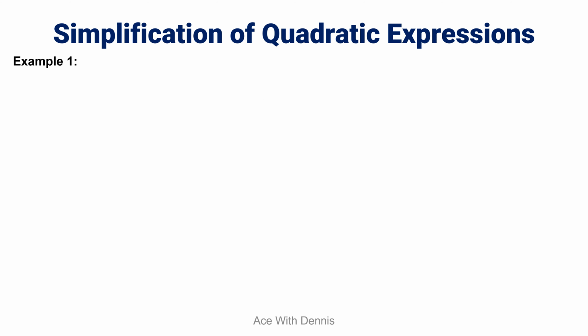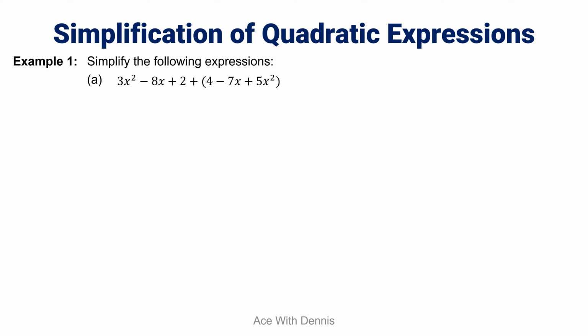Let's see example 1. Simplify the following expressions. A. 3x squared minus 8x plus 2 plus bracket 4 minus 7x plus 5x squared. B. Negative x squared plus 9x plus 6 minus bracket 2 plus 4x minus 7x squared.